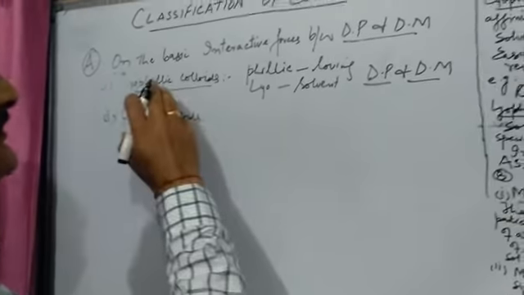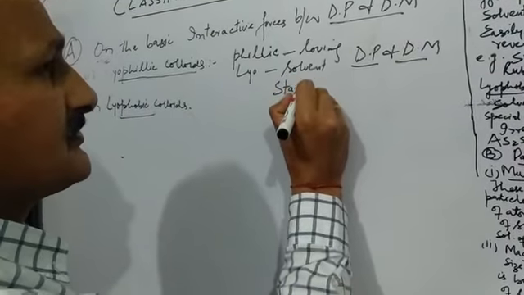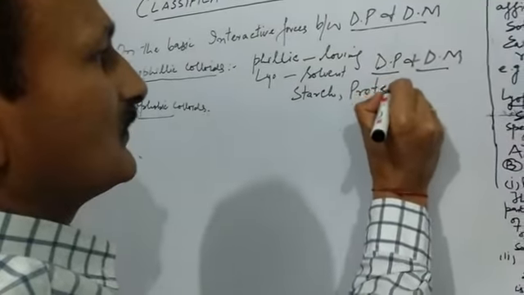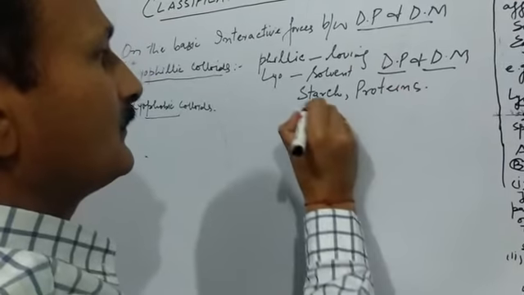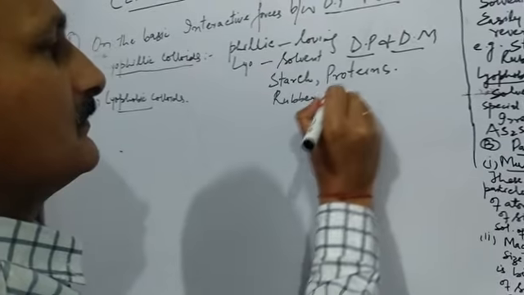If we give some examples, the examples of lyophilic colloids are starch, proteins, rubber, gelatin.